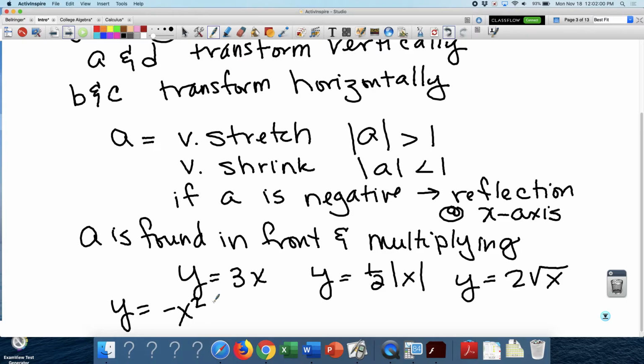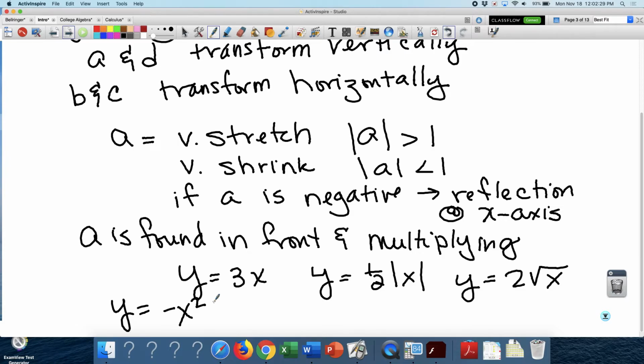You can make negative 2. That's the reason I put this here. The negative tells me it reflects about the x-axis. The absolute value of negative 2 is 2, which is greater than 1, which tells me a vertical stretch. The negative 2 has 2 transformations, the reflection and the stretch. Just wait till I do some examples.